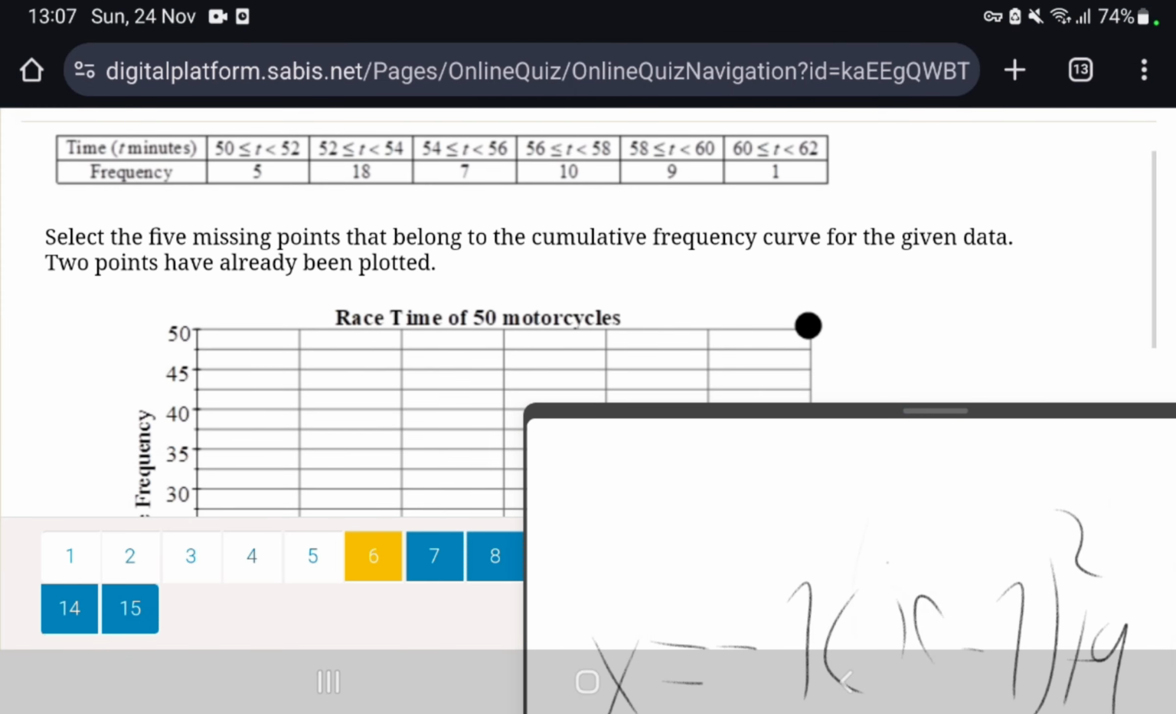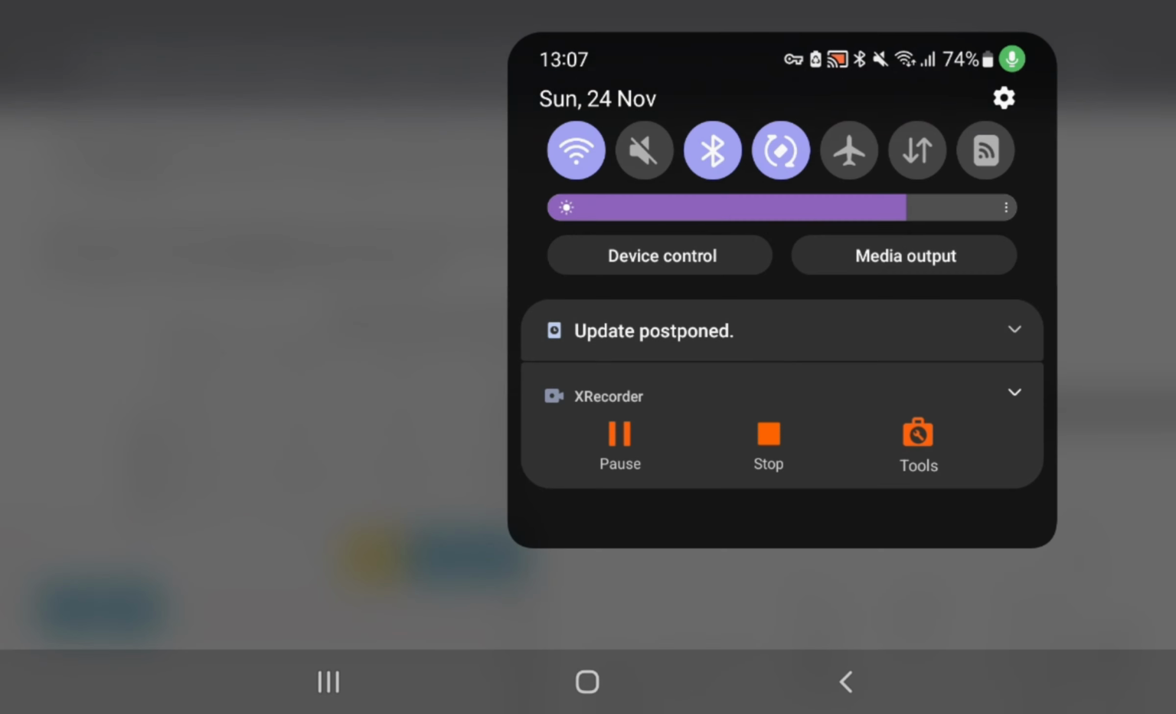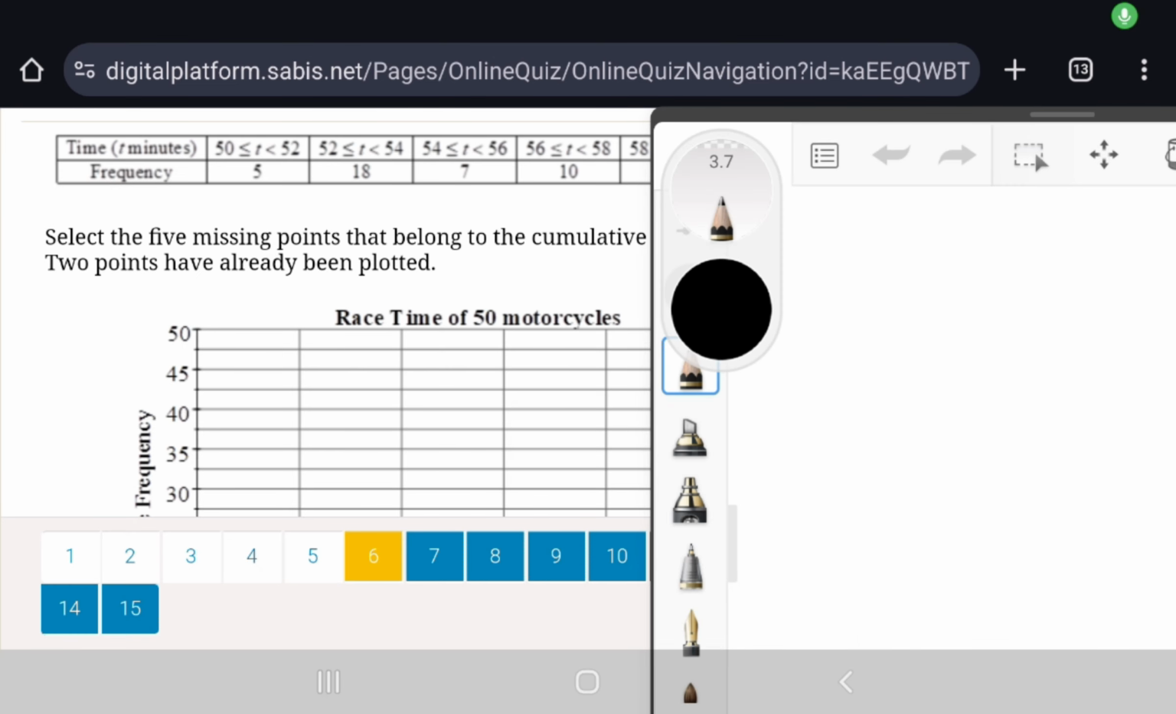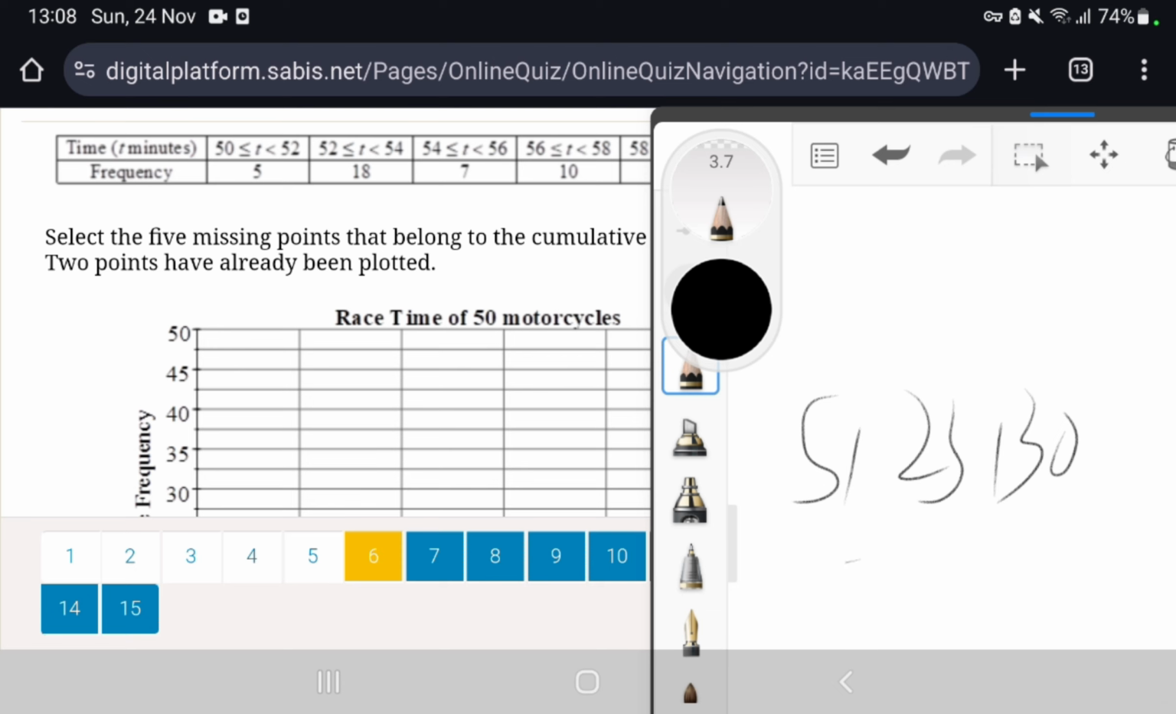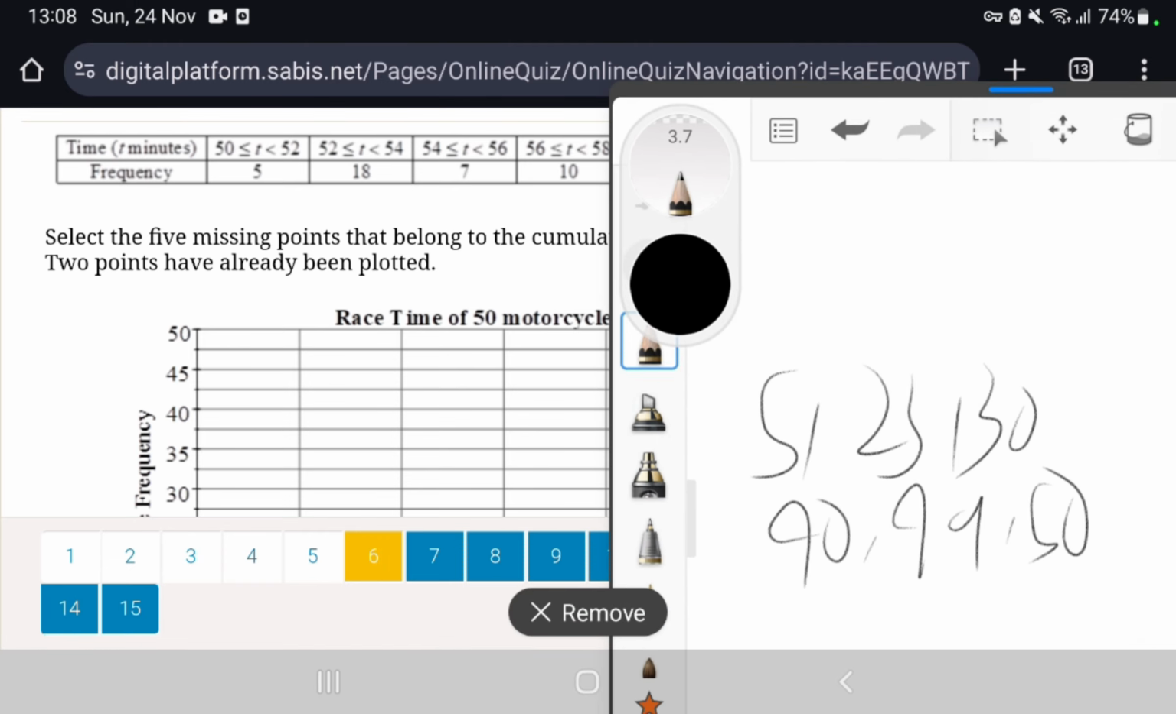For this one, we need to find the cumulative frequency. To calculate the cumulative frequency, first we start with 5, then 23, then 30, then 40, then 49, then 50, as we can see here. So now we plot the points.